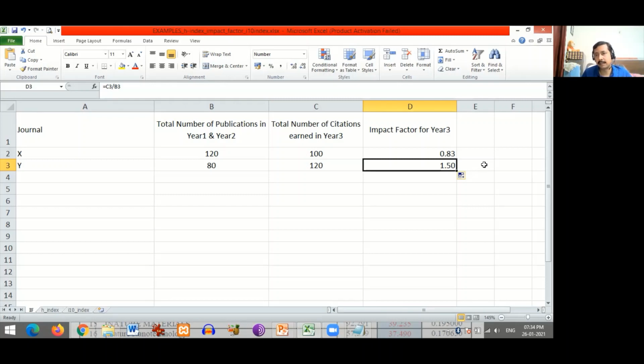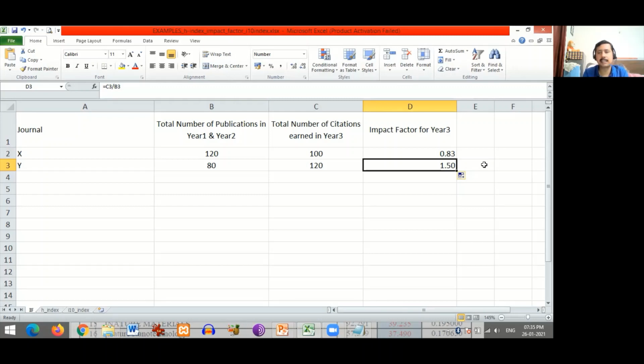Web of Science tracks the citations received by each journal year after year, and at the end of every year, the number of citations are also tracked. The number of articles will anyway be there, and it publishes a vast report called Journal Citations Report containing the journal impact factor for thousands of journals.